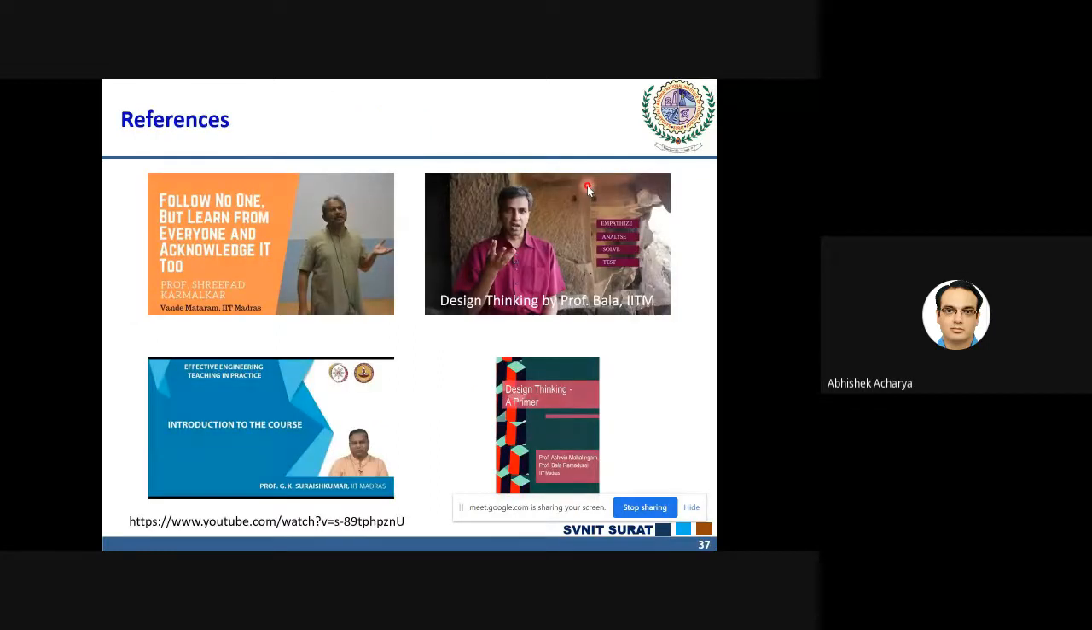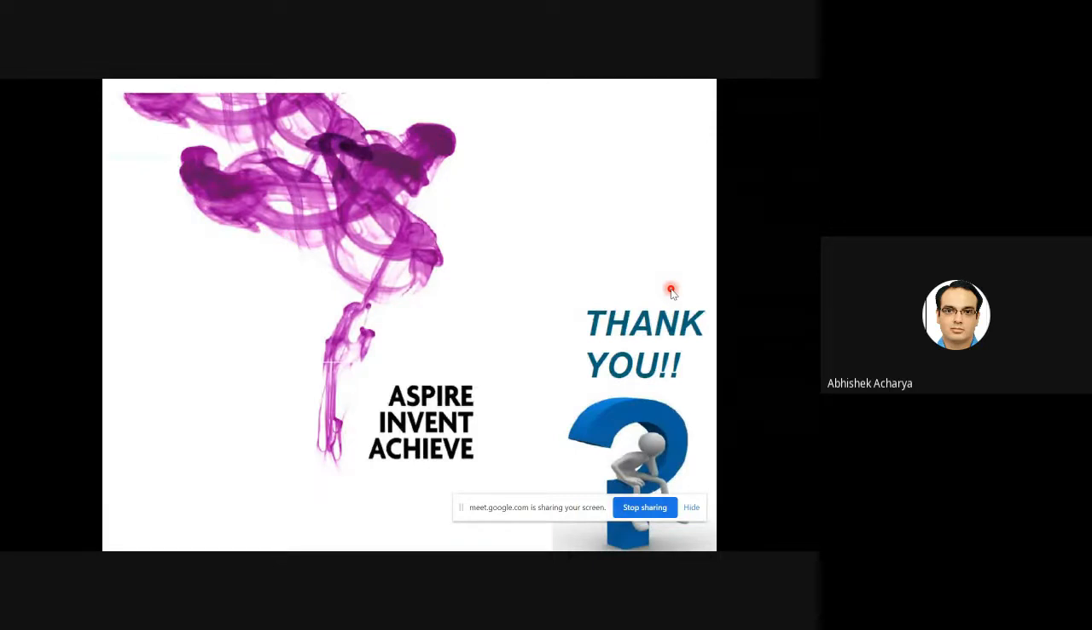So these are the important references I have used in order to make this presentation, and I sincerely acknowledge all those images you are looking at over here: Professor Karmalkar, Professor Bala, and Professor Suresh Kumar of IIT Madras. All the faculty members are from IIT Madras, and they have nicely explained the concepts which I have discussed in brief over here. You may also go through this book, Design Thinking Primer, by Professor Bala himself from IIT Madras. So this is all from my side.